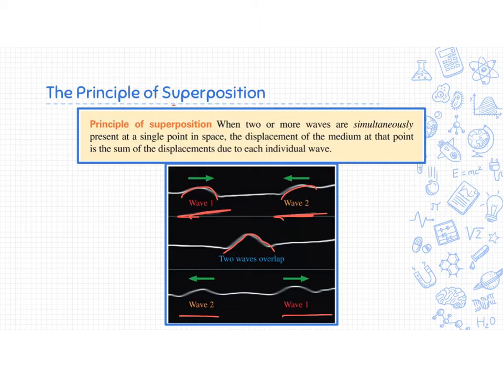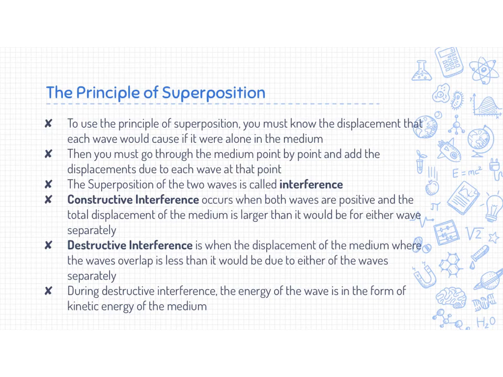Superposition is what happens when waves interfere. When two or more waves are simultaneously at the same point in space, the displacement, their amplitude, how big they are, at that point is the sum of each individual wave. We can break this down into two main categories. When we're looking at superposition, we know that the displacement is different than each of the individual waves. We call this process interference.